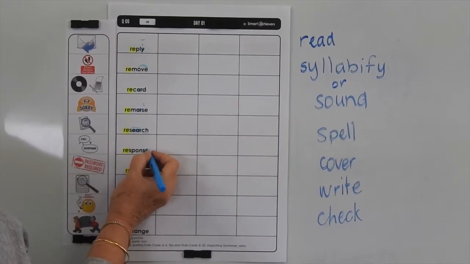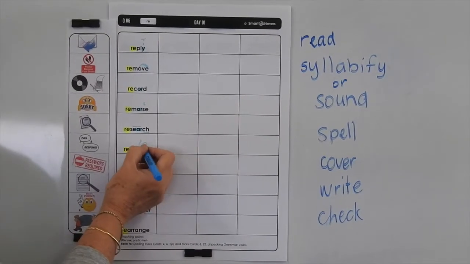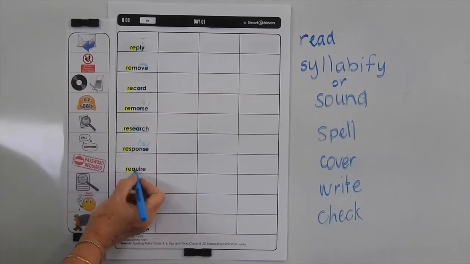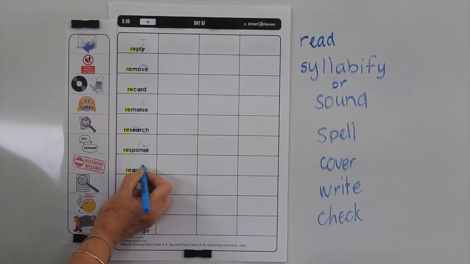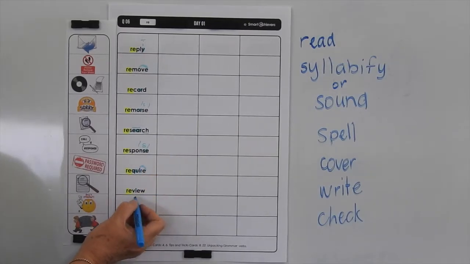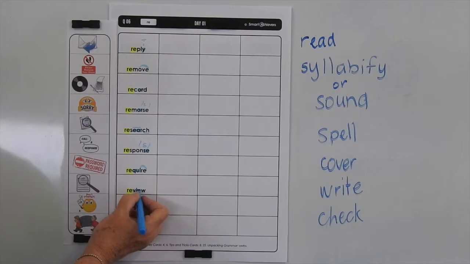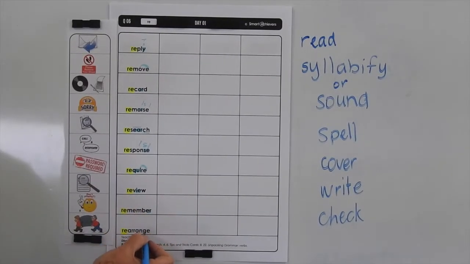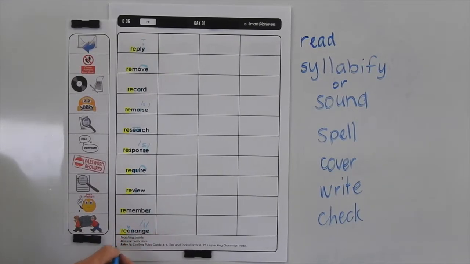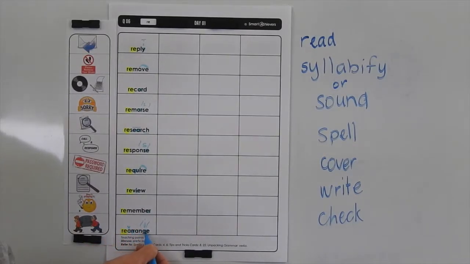Response, we've got the SE making the sound again at the end of the word. Require, now you know whenever you write a Q you must follow it with a U, and we've got the E making the previous vowel I make its long sound. In review, we've got the IE in there helping to make that U sound. Remember, you've got the ER on the end. In rearrange, we've got a short vowel for at, and therefore you're doubling the consonant after that. The GE at the end is making the J sound, not the G sound. It's making the G make its soft sound.